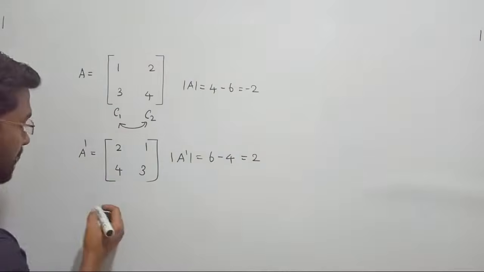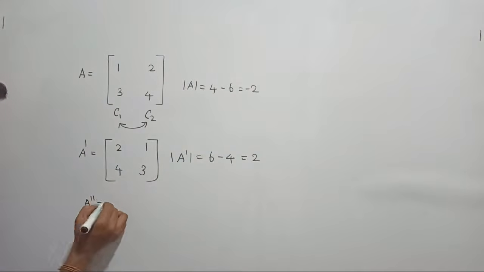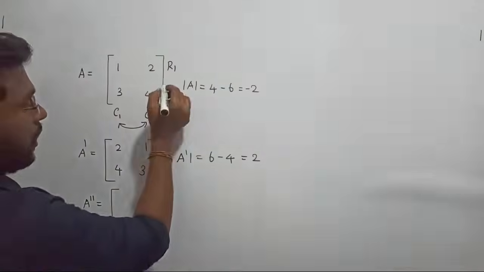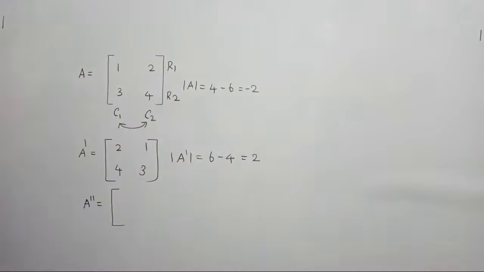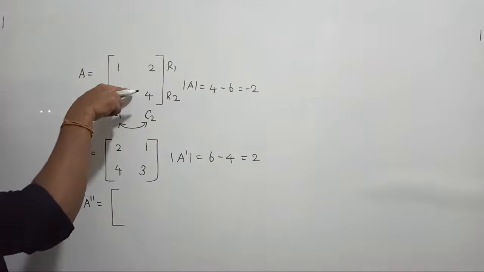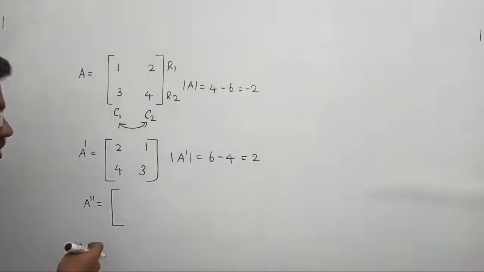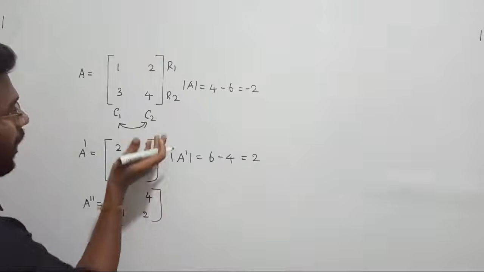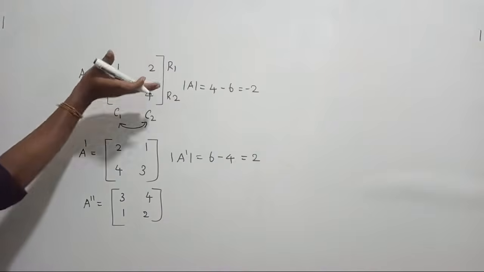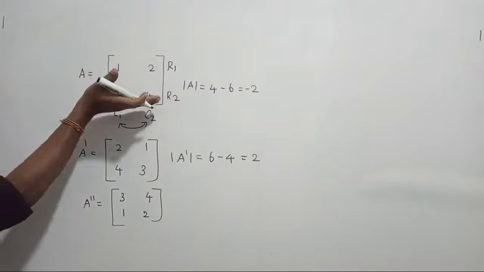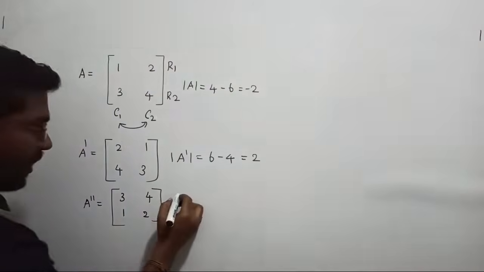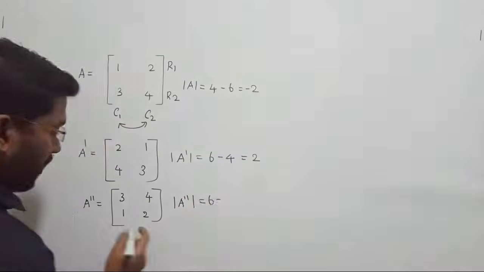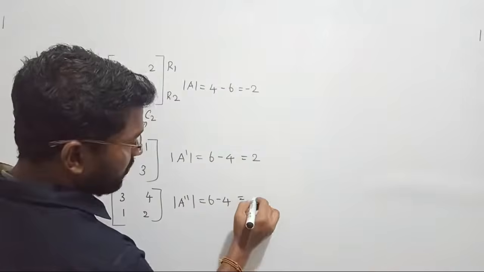Clear? Yes. Let us see A double dash. Let us consider some other variable. Now what I am going to do? Let me call it row number R1 and this row number R2. Just interchange the position of R1 and R2. Then it will become 3, 4, 1, 2. Do you agree with me? In place of R1 we are going to consider R2, and in place of R2 we are going to consider R1. Such that finally the determinant of A double dash, what will I get? 3 times 2 will give you 6 minus 1 into 4 will give you 4, such that 6 minus 4 will give you 2.